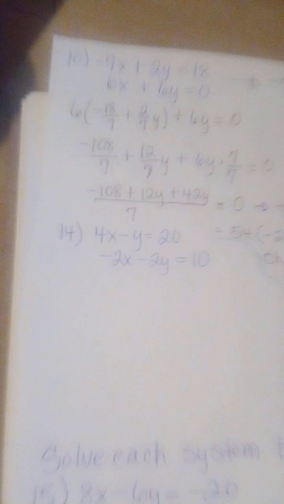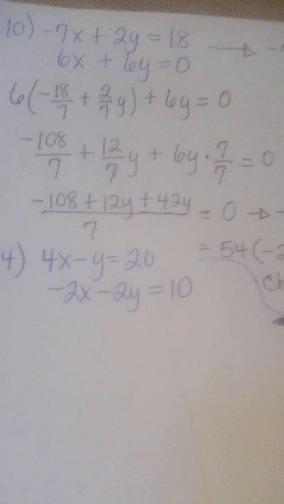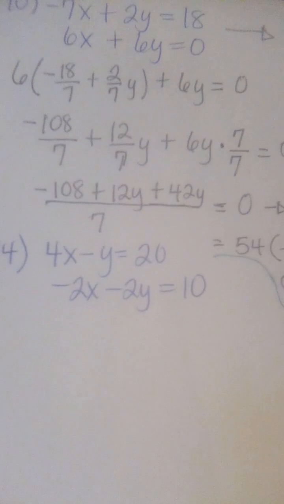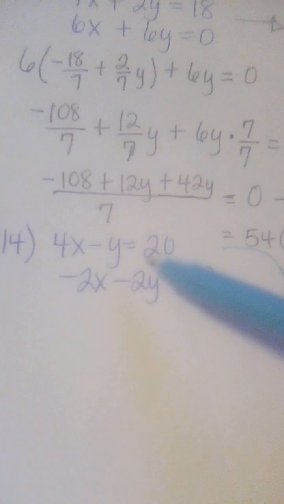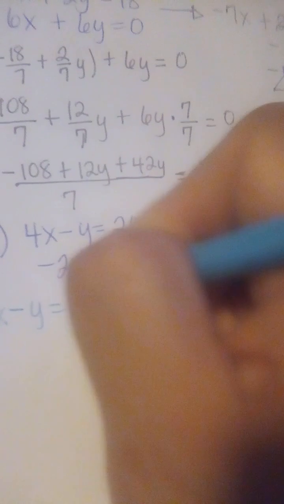Okay. Now, the next part, we have 4x minus y equals 20. Then we have negative 2x minus 2y equals 10. We could do this like the original. So we can do the first equation. Bring it over. We have 4x minus y equals 20.